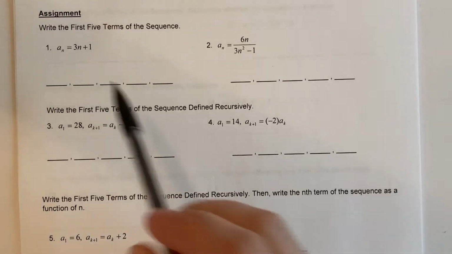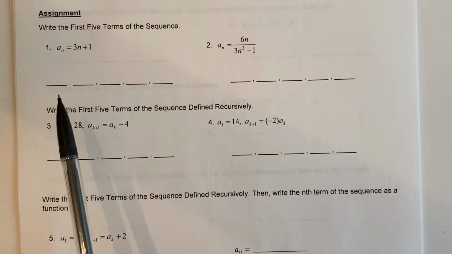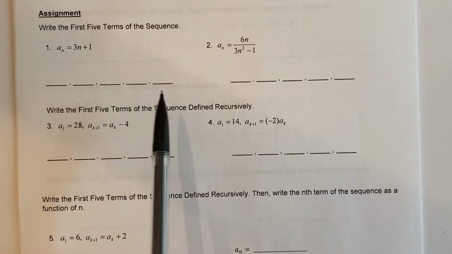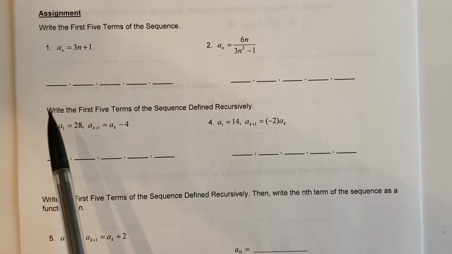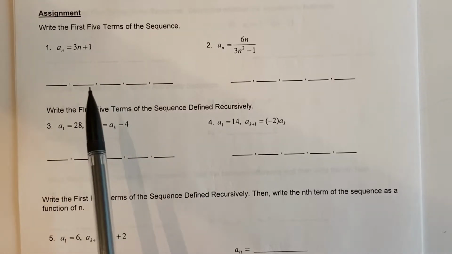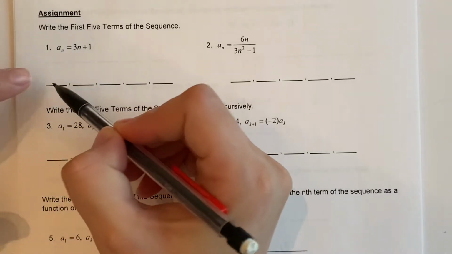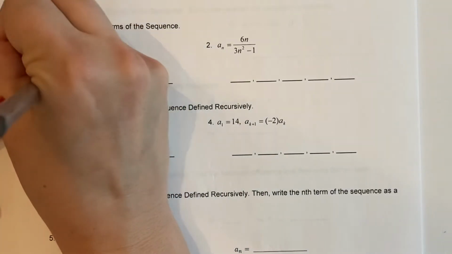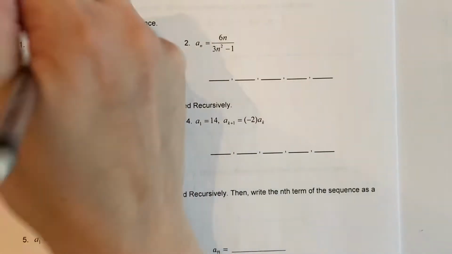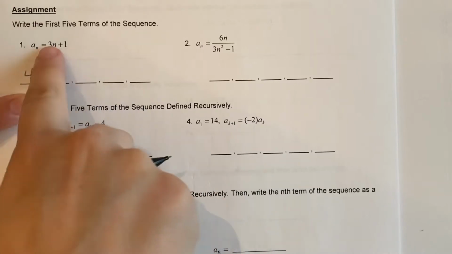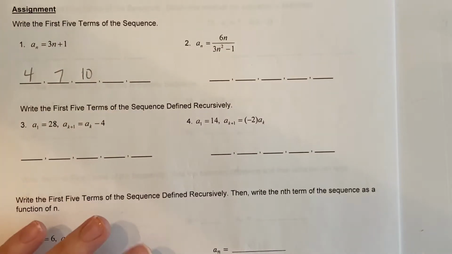So for this first section, we're just writing the first 5 terms. Remember, this is term 1, term 2, term 3, term 4, term 5. And that's what n is. So if I'm going to find term 1, I'm plugging 1 in for n. Term 2, 2 in for n. Term 3, 3 in for n. So if I plug in a 1, 3 times 1 plus 1 is 4. If I plug in a 2, that's 6 plus 1. If I plug in a 3, that's 9 plus 1. And then y'all finish the other 2.